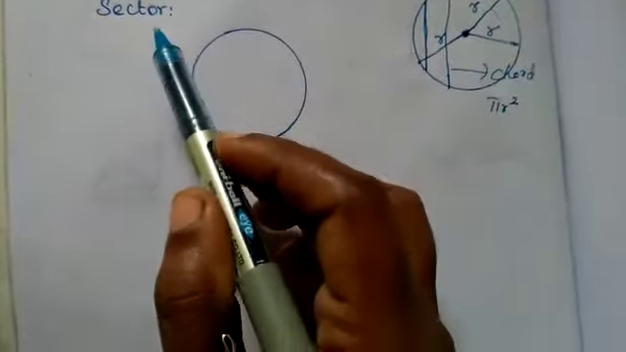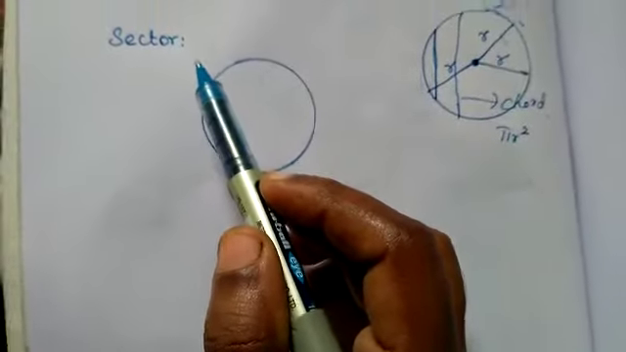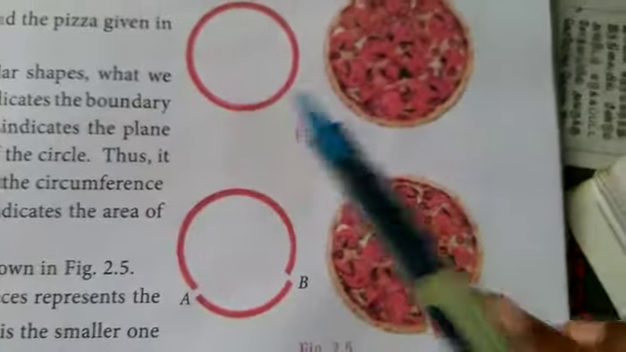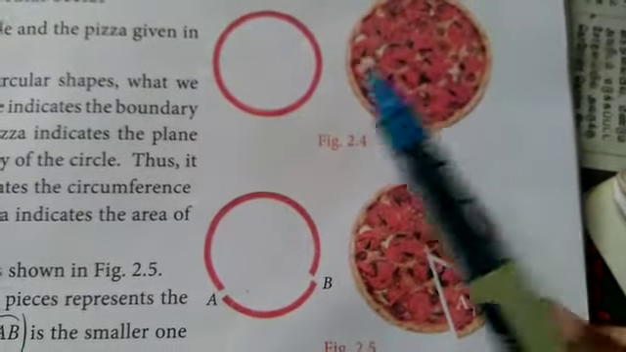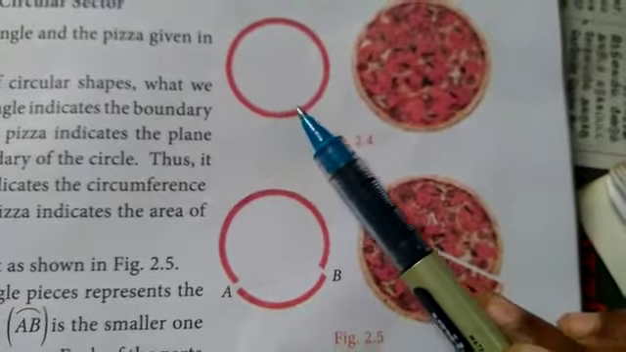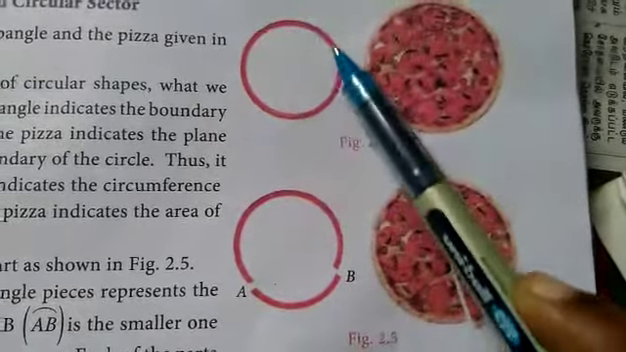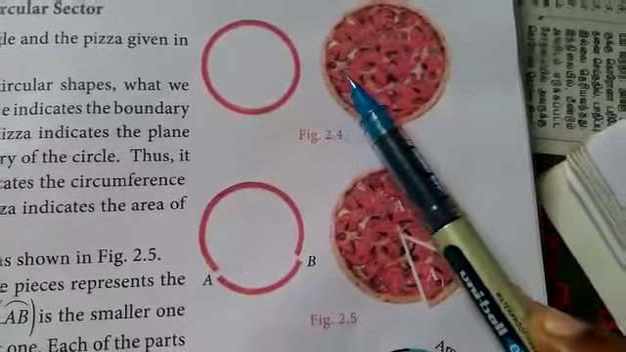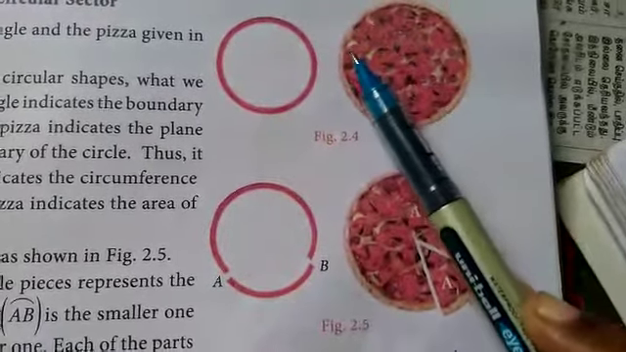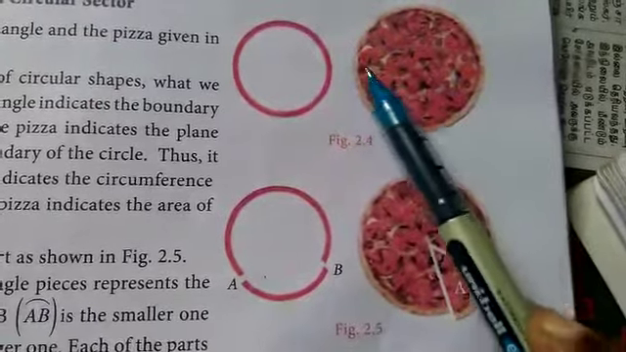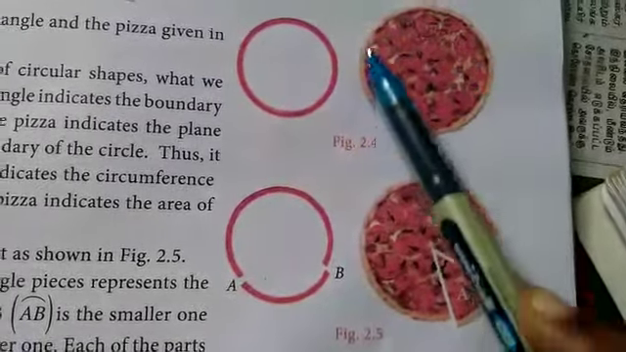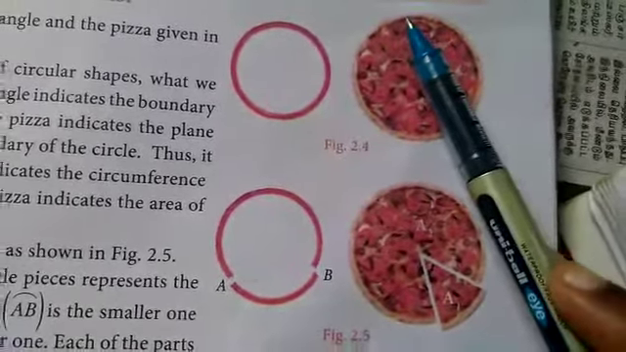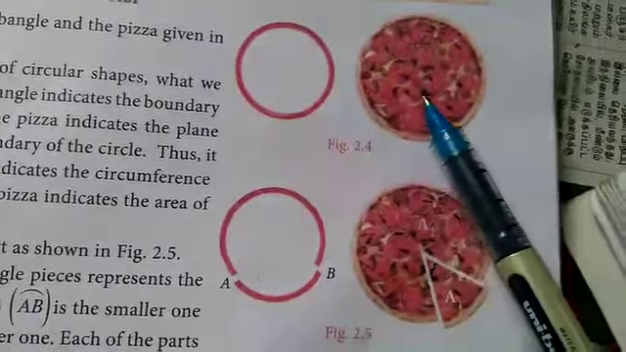Now we are going to study sector. See one example from your book. There are two: this one represents a bangle, and this one represents a pizza. The bangle indicates the boundary of the circle. The pizza indicates the plane surface enclosed by the boundary of the circle. The plane surface enclosed by the boundary of the circle is called what? Area of a circle. Did you understand?